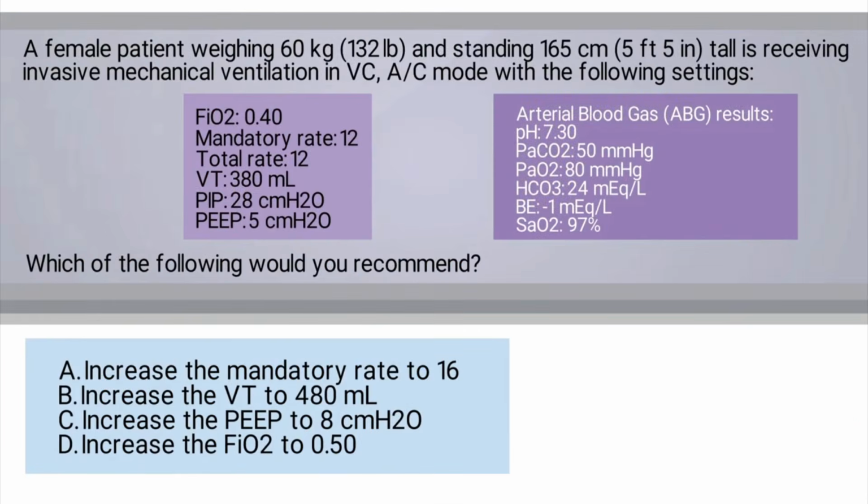So by reading the question carefully and breaking down the information that was provided, we can determine that the correct answer has to be A. Increase the mandatory rate to 16.